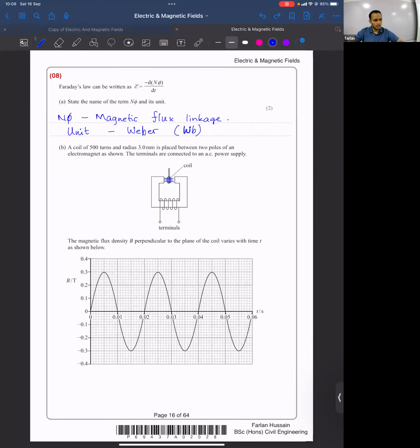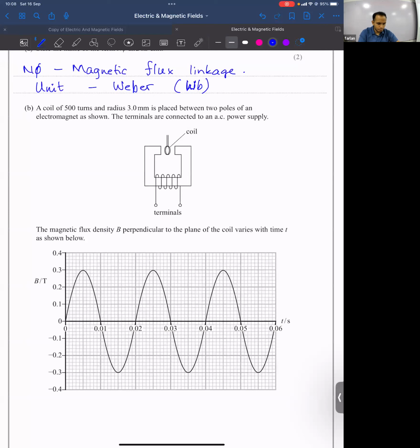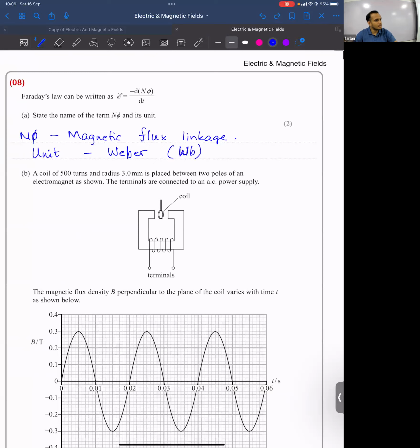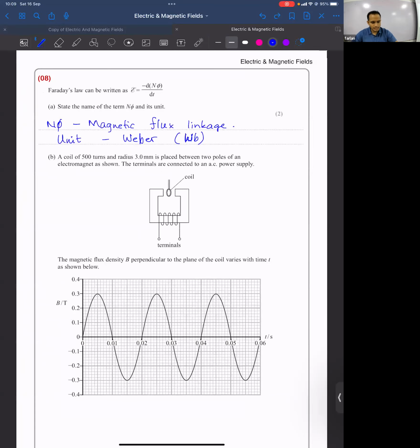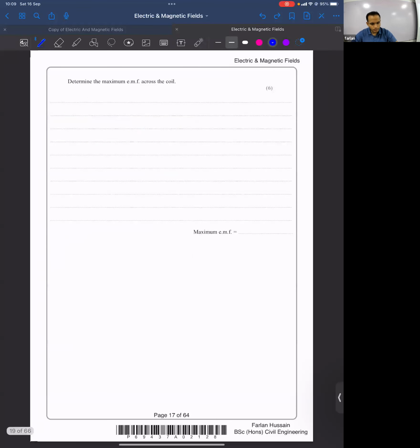Right. I hope you understood the question. I will ask you a few questions before I start with this. Listen. Guys, now there is a magnetic field passing perpendicular to the coil. That magnetic field is not constant. That magnetic field is changing. Since that magnetic field is changing, there will be an EMF induced across that coil. So we are told to determine the maximum EMF induced across the coil.